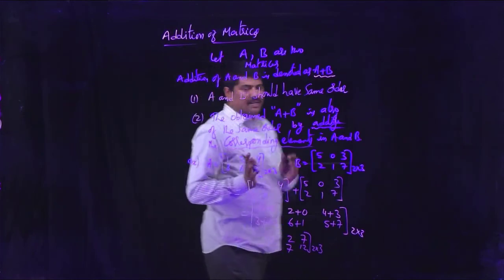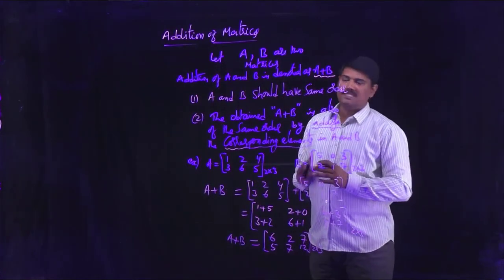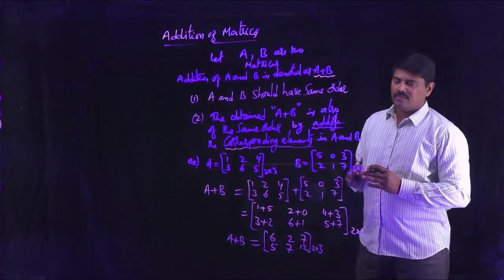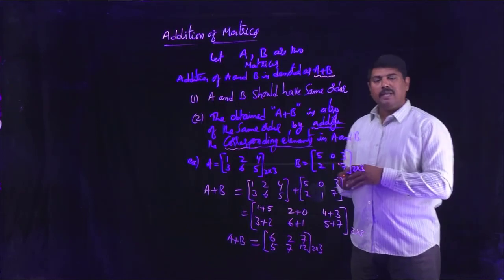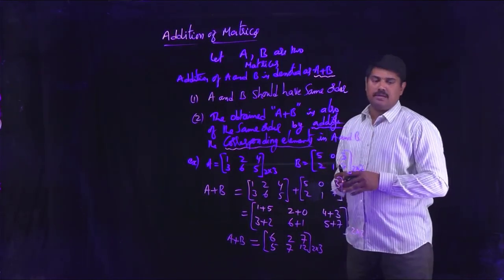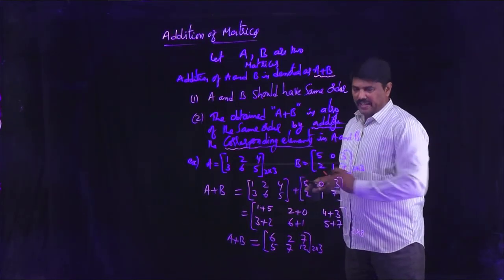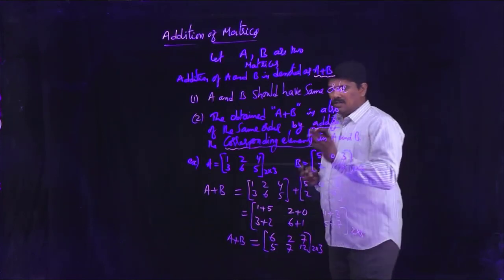So now we are discussing the addition possibility of two matrices having the same order, and the obtained matrix is also of the same order. So we are doing one example based on addition.